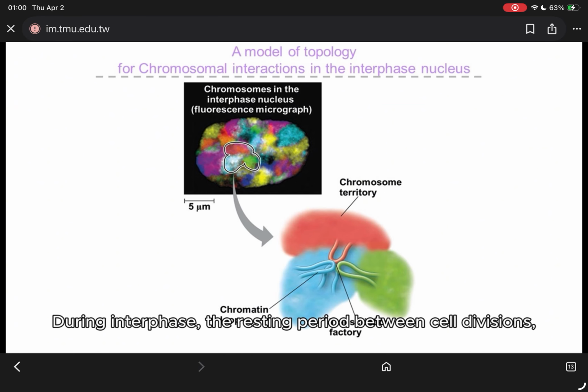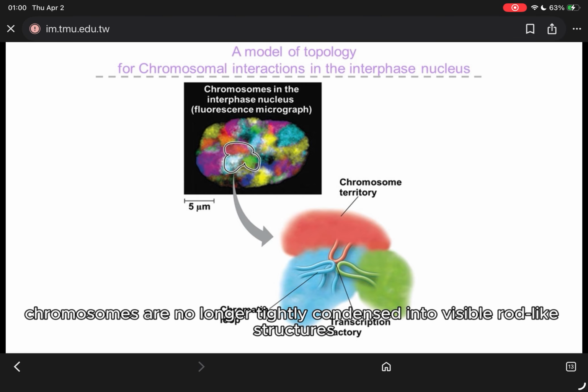During interphase, the resting period between cell divisions, chromosomes are no longer tightly condensed into visible rod-like structures.